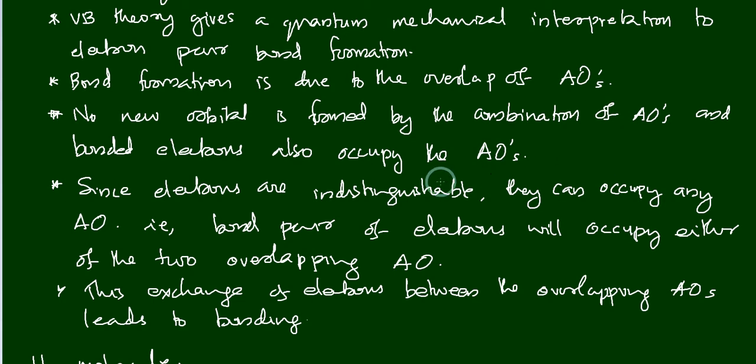And since the electrons are indistinguishable, they can occupy any atomic orbital, that is, the bond pair of electrons will occupy either of the two overlapping atomic orbitals. And you can see that the exchange of the electrons between the overlapping atomic orbitals leads to bonding. It's very important here. So the concept of bonding is entirely different from what we already considered in the molecular orbital theory.